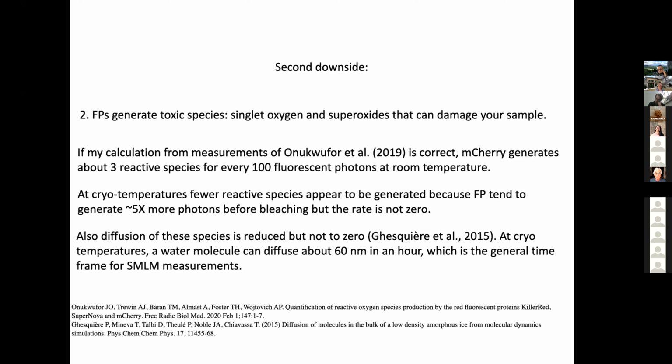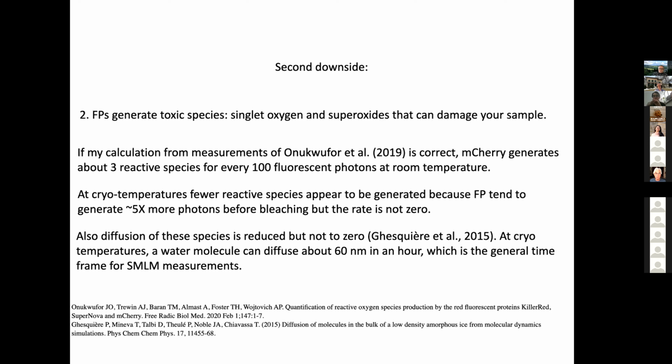So at cryo temperatures, a water molecule can diffuse about 60 nanometers in an hour, 600 angstroms. And an hour is the kind of time frame for making these kinds of measurements. So what we don't know is, if you're tagging a molecule whose structure you want to determine, it would be nice to know whether you can do that safely or whether these reactive species might be somehow damaging your target. And I think there's some optimism that this isn't a problem, but no one has so far checked to make sure.